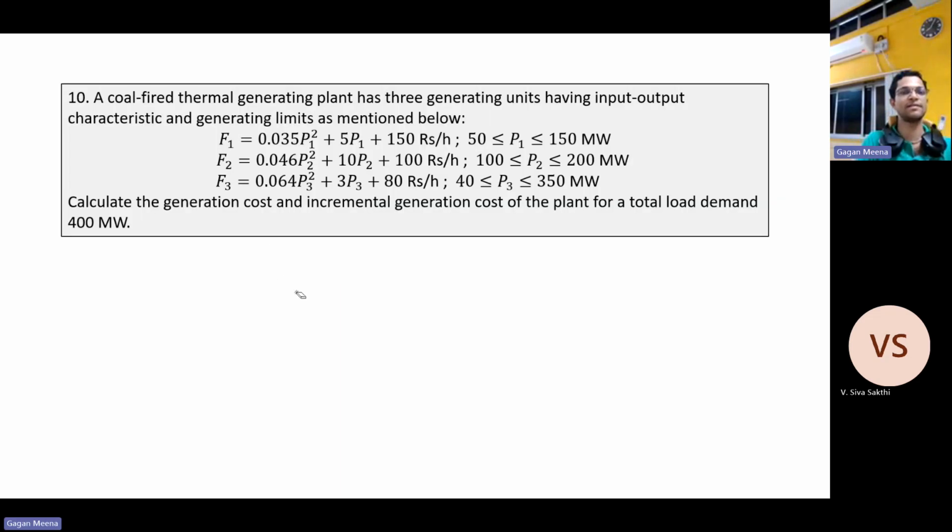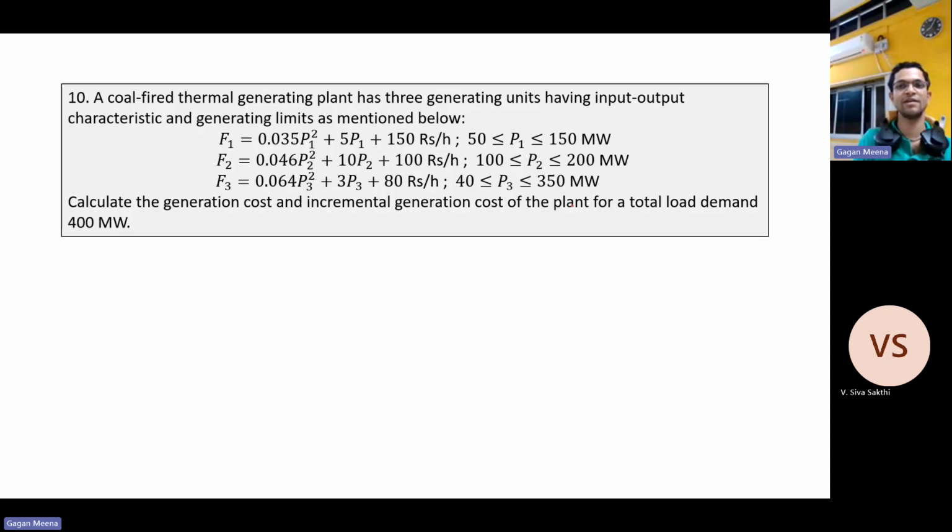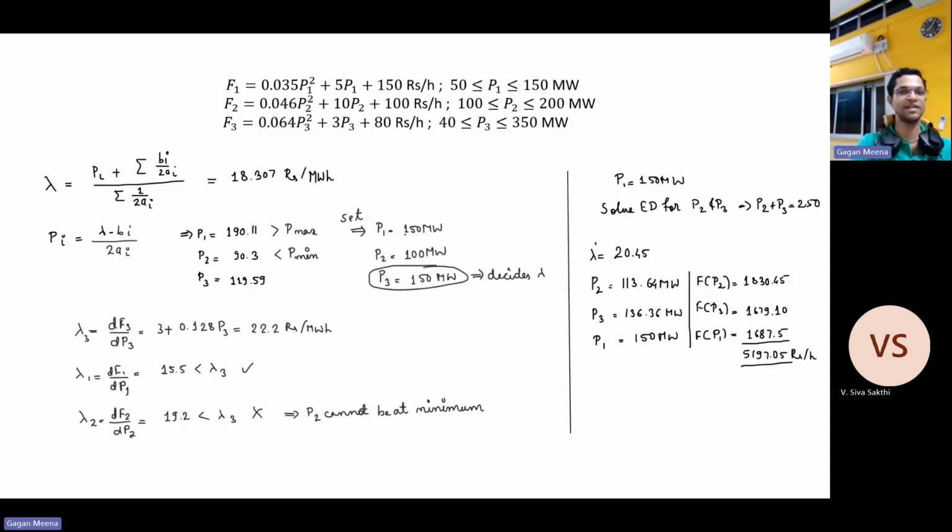Next question is same. These limits have been changed, but demand is same. This limit of P1 and P2 have been changed. You can see earlier it was 100 and 300, now 50, 150, and now 100 and 200. Now things will change. You can use same formula for lambda and Pi and calculate lambda is same. Nothing has changed, but these things will change because we have changed the limit now.